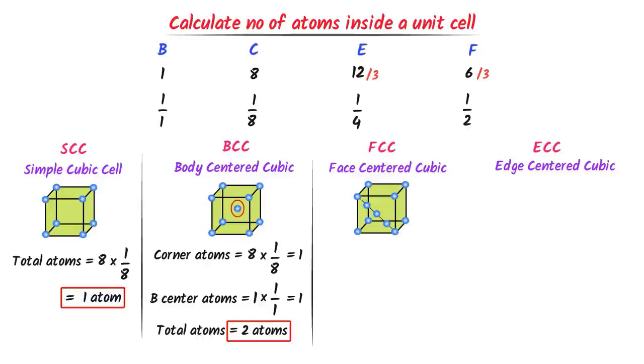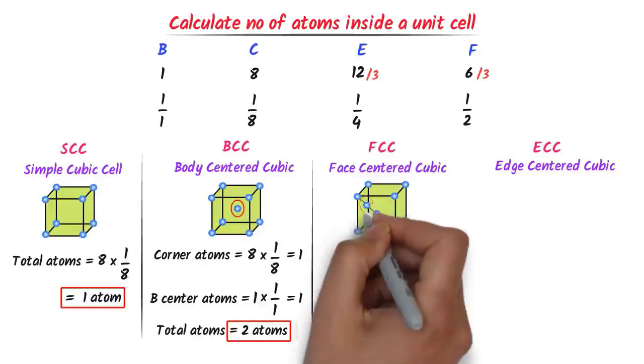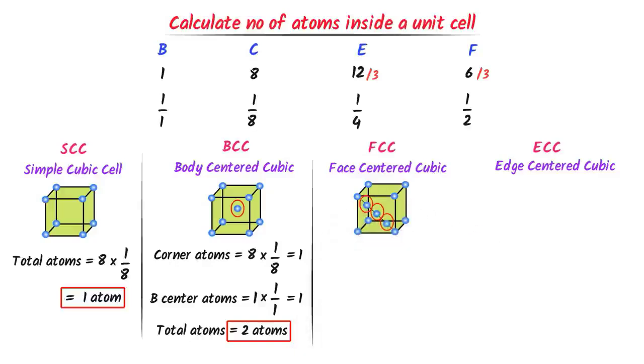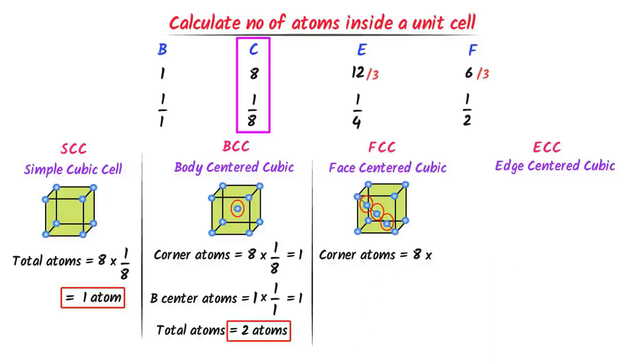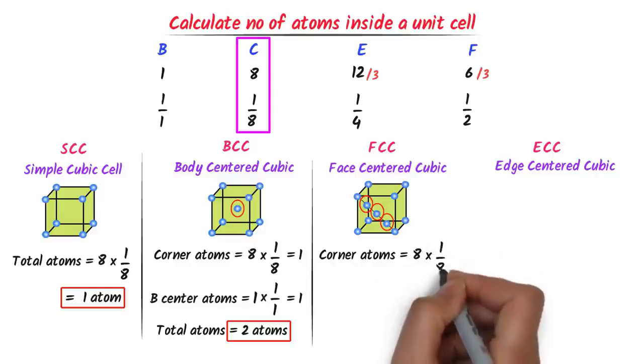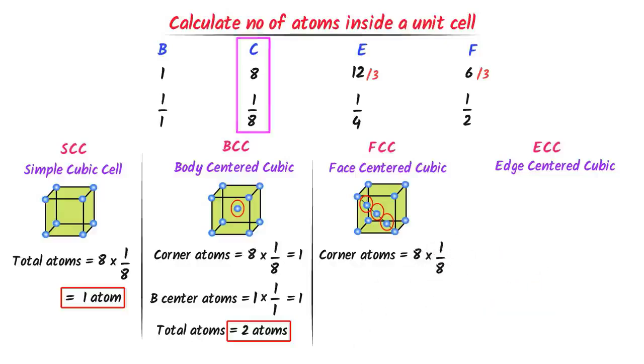We know that in a face-centered cubic cell, particles are present at corners and at face centers. So I will find the number of atoms at the corner and at the face center. Number of atoms at corners: there are 8 corners and the contribution of each atom at a corner is 1 by 8. So 8 into 1 by 8 equals 1.